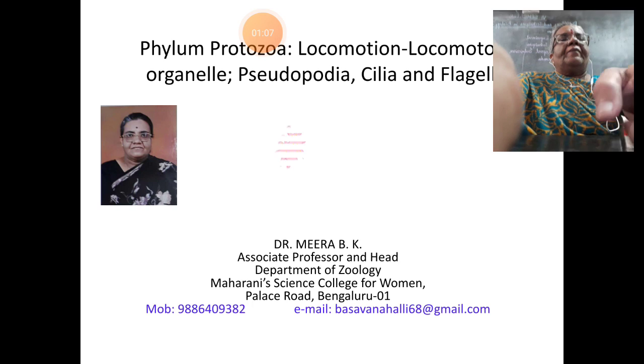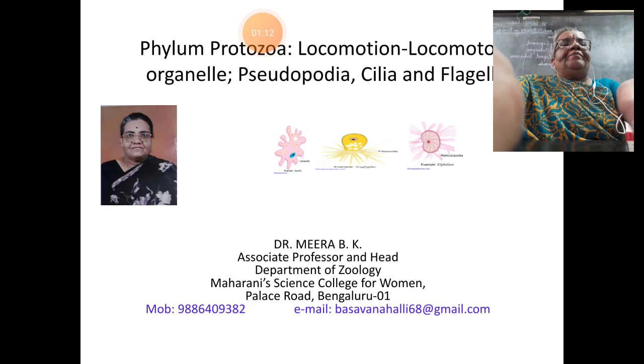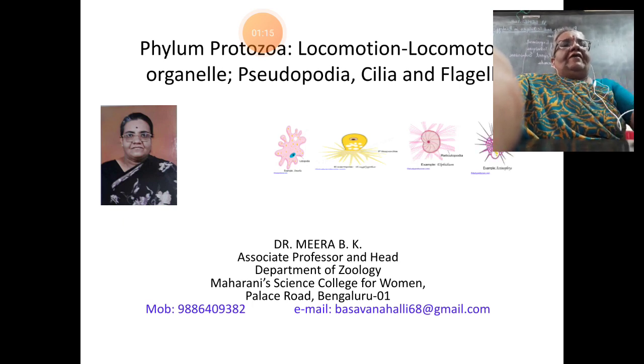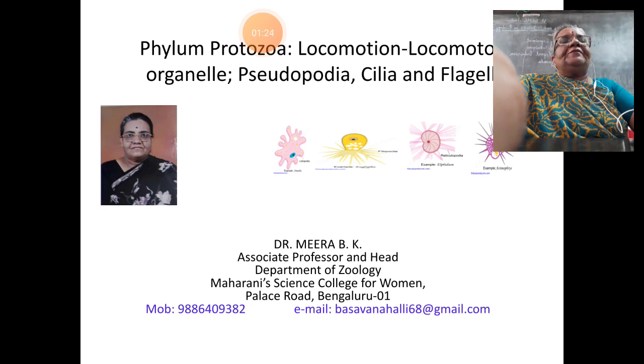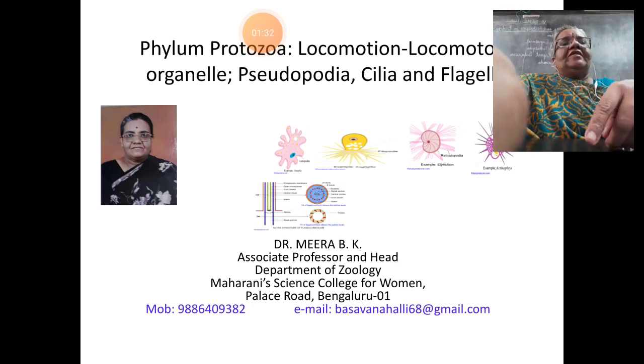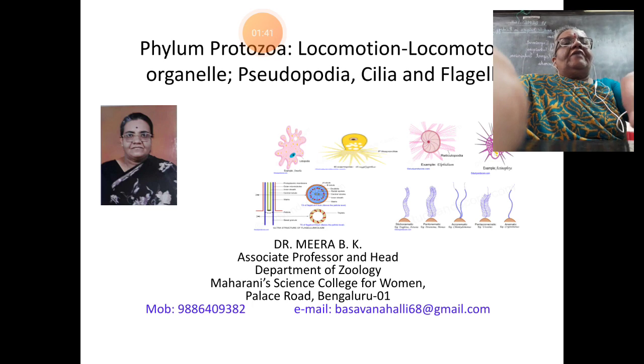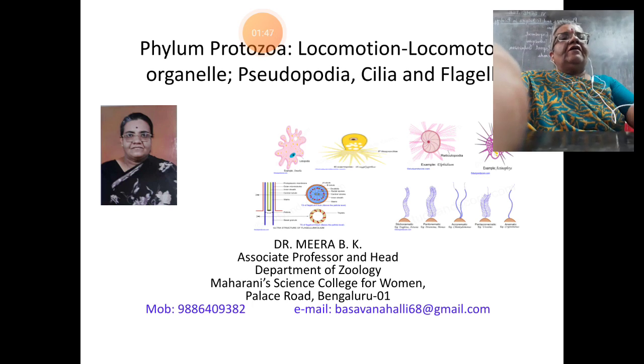Now, you can see few structures here. They are all different types of pseudopodia. One particular type of locomotory organelle seen in protozoans, which you are going to study in detail in the next coming few moments. Then you can see the structure of flagellum and cilium, which also you are going to study. Then you will study about different types of flagella. With this background, let us start our class now.